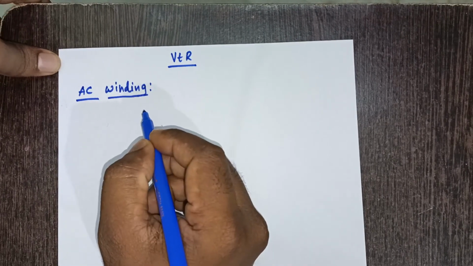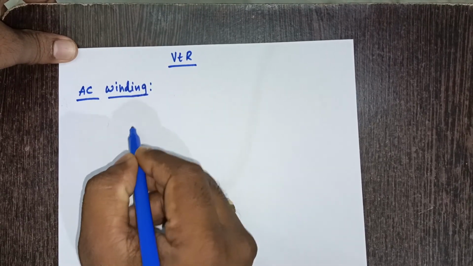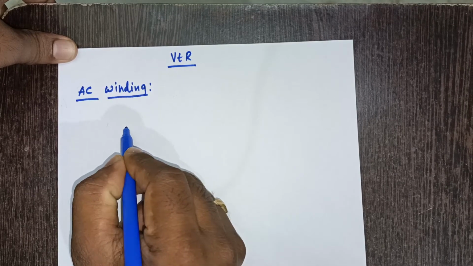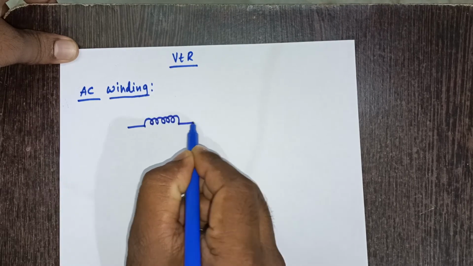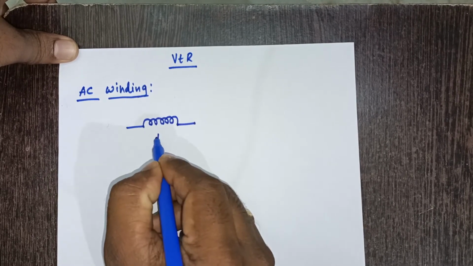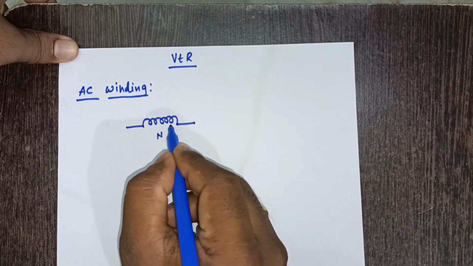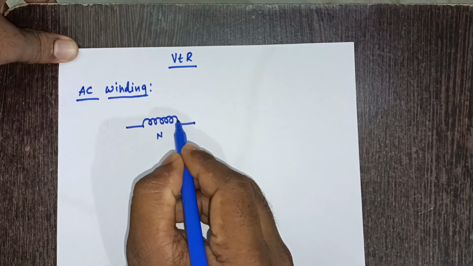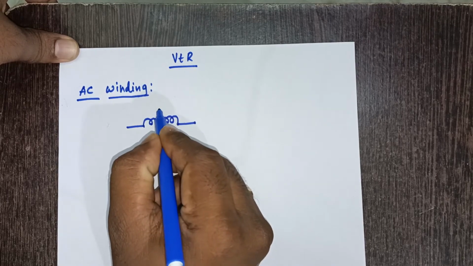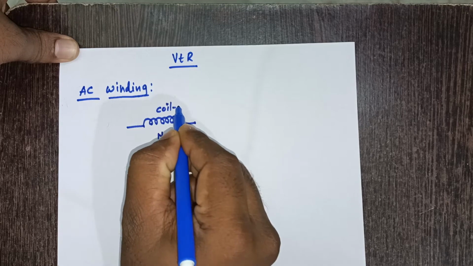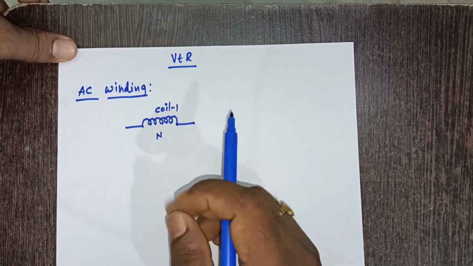In stator slots we will keep winding, and that winding is prepared by using coils, right? So if you observe, coil may be like this. It consists of a number of turns, and this number of turns can be decided based on slot width and slot depth, right? So let me take this as one coil, coil 1, right? So we can use these coils to form winding.